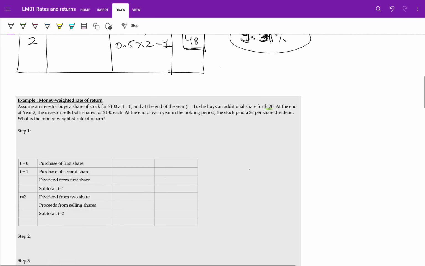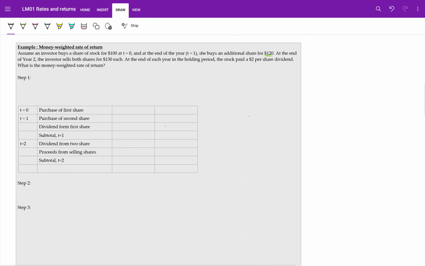Let's do one more example on money weighted rate of return, for better clarity. Now assume an investor buys a share of stock for $100 at time zero, and at the end of year one, she buys an additional share for $120.